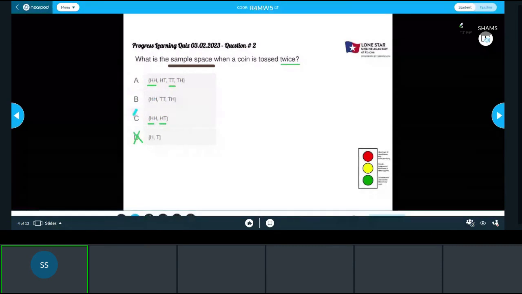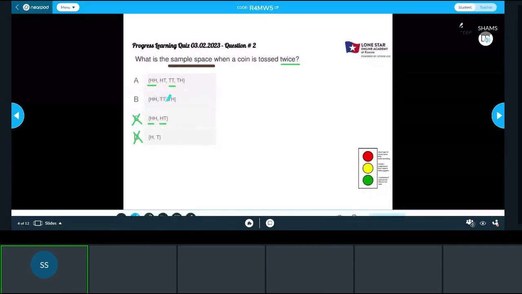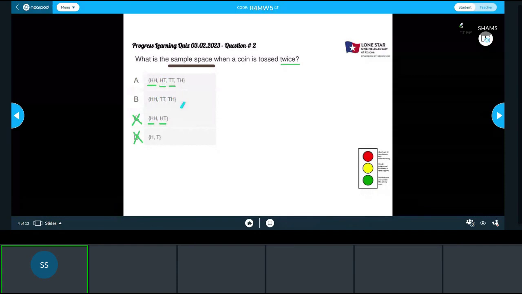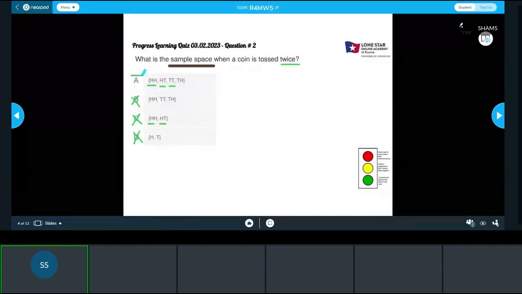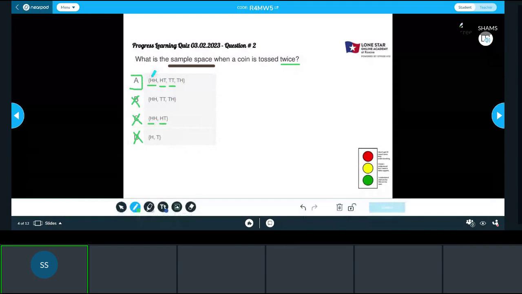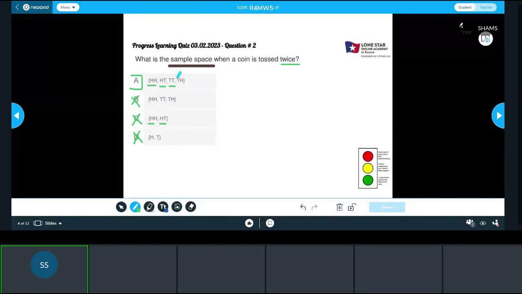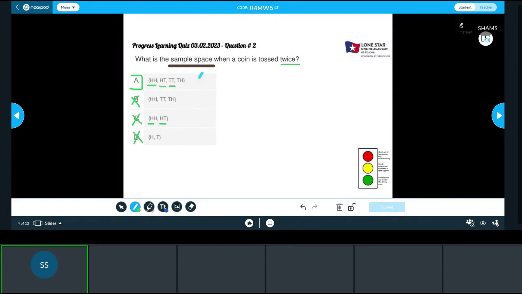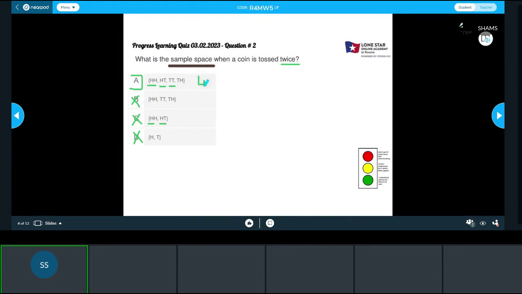B is not right. B is also missing a possibility, heads, tails. But A is the one that is listing out all possibilities. You might get heads and another heads, or heads and another tail, or tails and another tails, or tails, heads. This is the one that lists out all possibilities. Remember, when a coin is tossed 2 times, there are 4 outcomes. It's important to note.